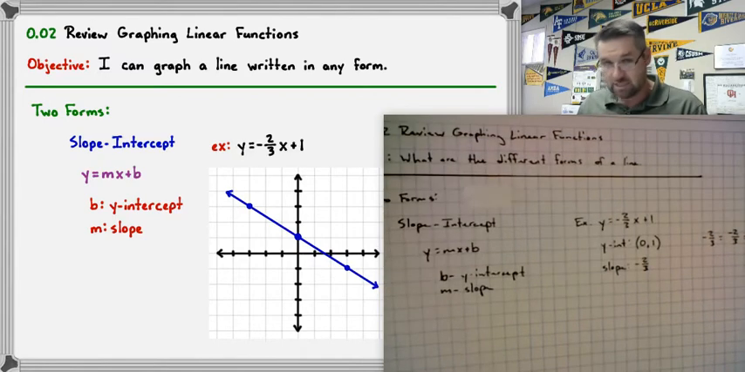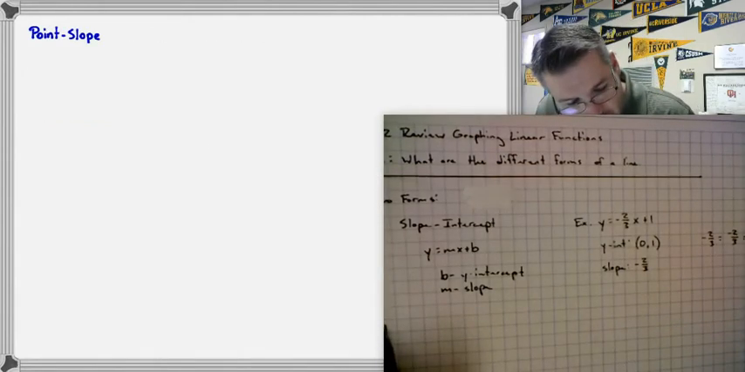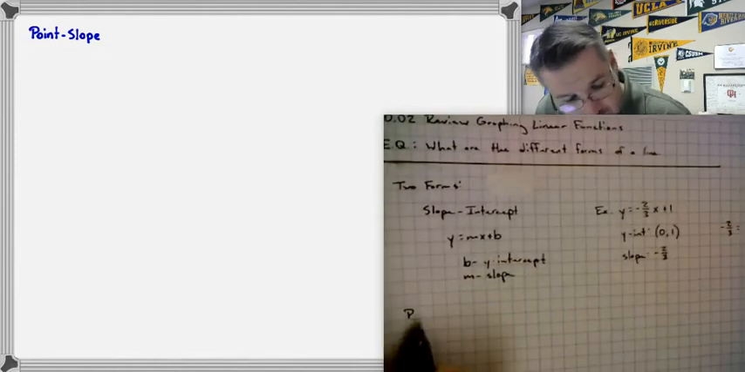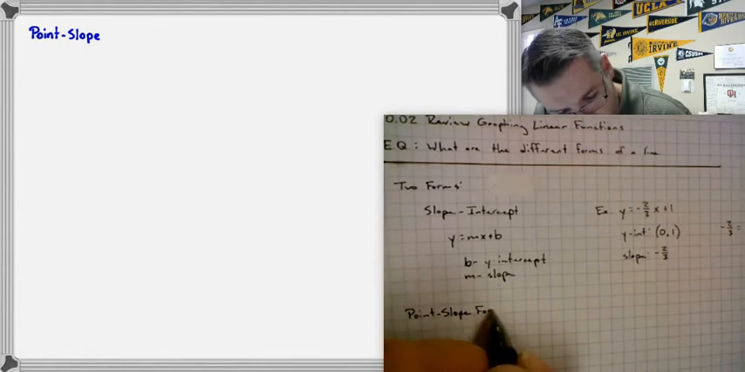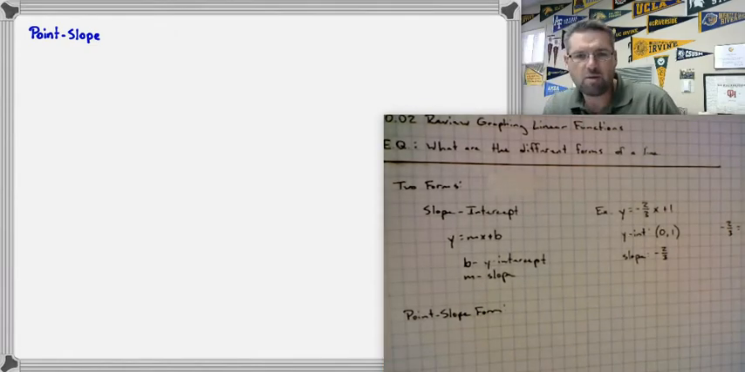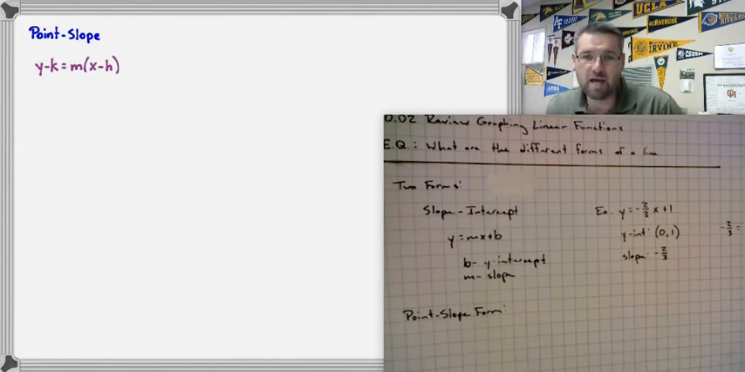With that said, let's go ahead and look at the other form, which is point-slope form. Now, you've probably seen it as y minus y1 equals m times x minus x1. I'm going to use different variables for you because that will help us in this year's math when we talk about parabolas and quadratics. I'm going to use y minus k equals m times x minus h.